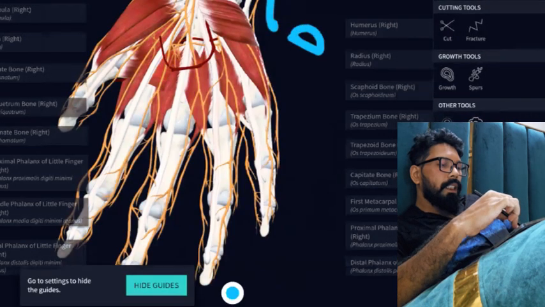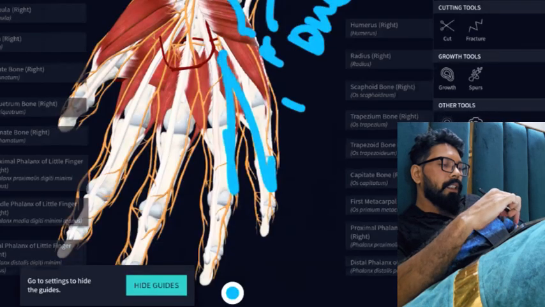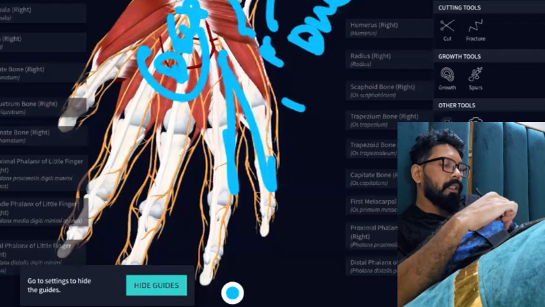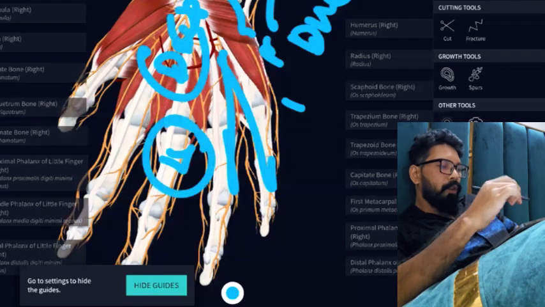So this is DUCN. Then we have the palmar branch, then the digital branch, then the deep branch. This deep branch of the ulnar nerve supplies all the muscles, that is, the lumbricals I just showed you.